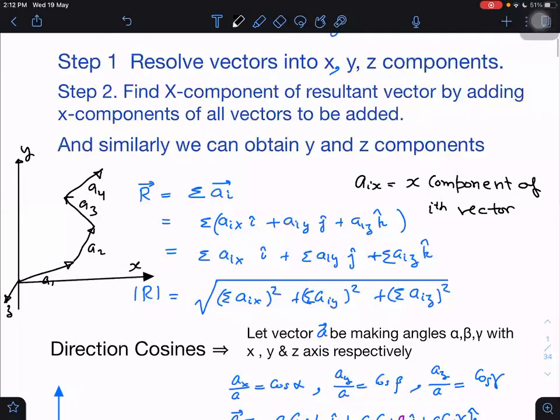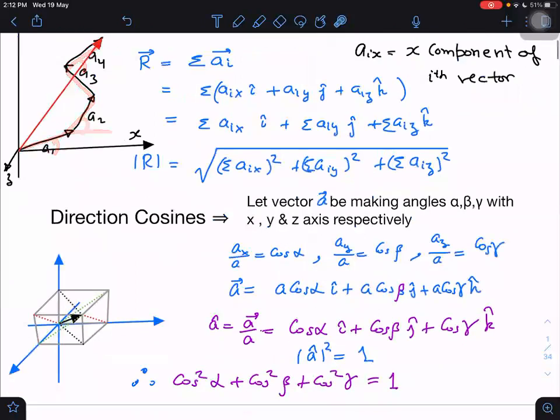If the examiner himself gives the vectors in terms of components, then no need to worry. We will just write the vectors the way he has given and start adding them up. But if he has given them in a diagram, then he must have given some angles, the angles it is making with the x-axis. So that must be specified.